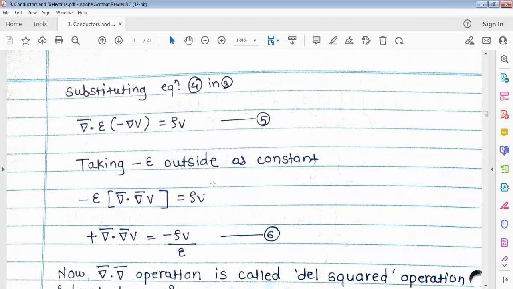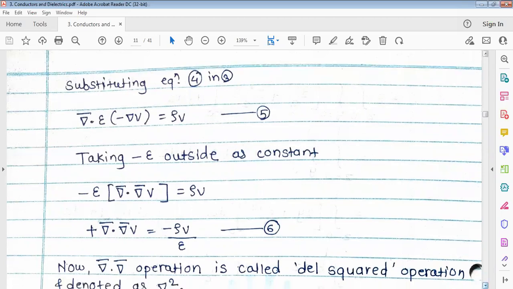So here, if we take this minus epsilon outside, we are getting del bar dot del V, or I'll always say only del here, del dot del V, and it is equal to rho v. Okay, so I'll take this epsilon to the right side in the denominator.